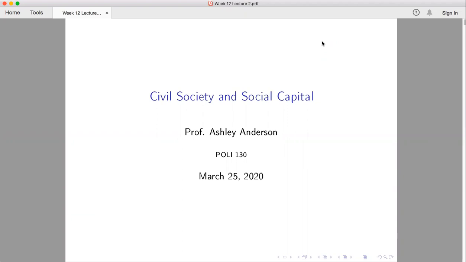So this week we're going to continue to talk about civil society and social capital, but we're going to shift focus from the traditional civil society groups that we were talking about last class into a new category of what we call uncivil society groups, which I'll define for you a little bit later.